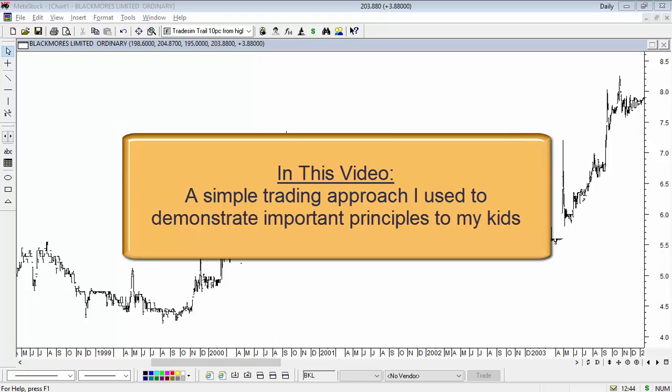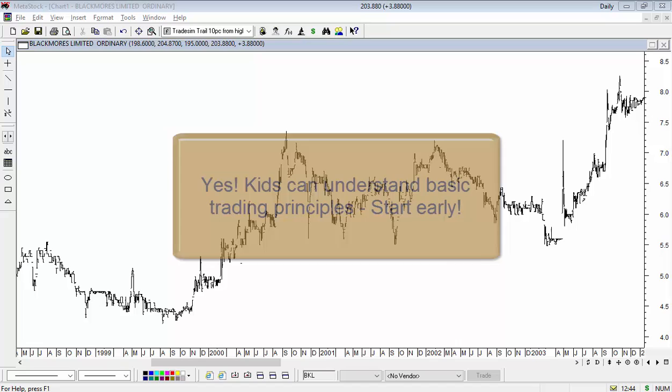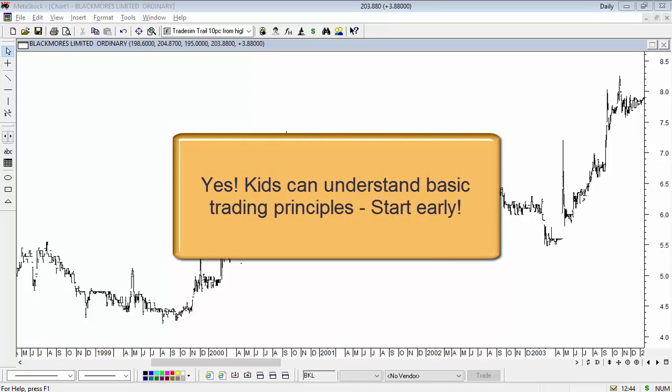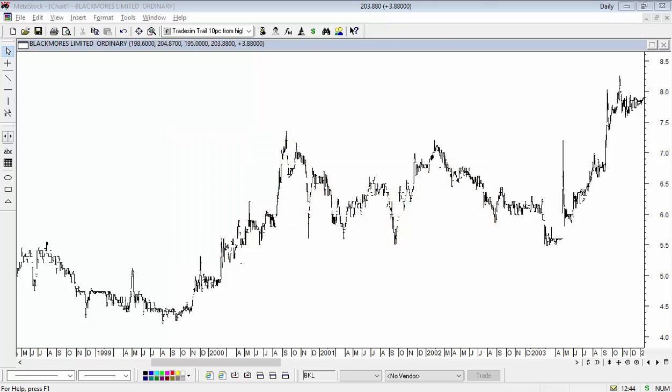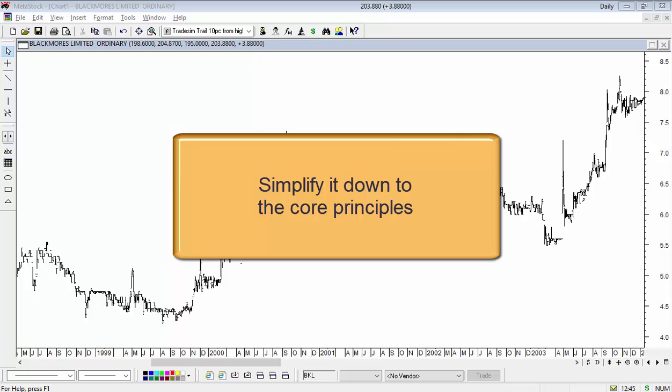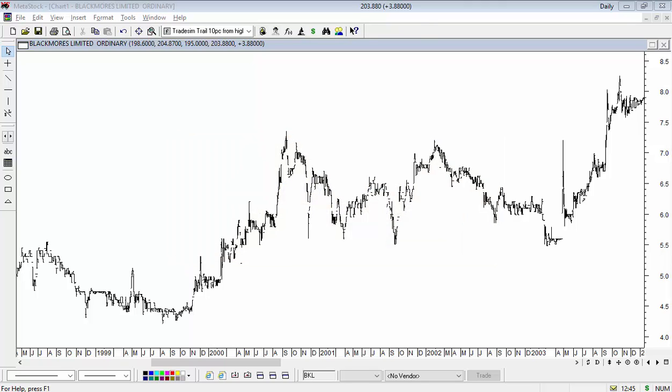As an example to teach some basic trading concepts to my kids, my 9-year-old and my 6-year-old, just to really get them started thinking about how do you trade profitably and what are the things that are important. In order to teach kids, as you can imagine, I've had to really simplify it down to the core basic principles so that they can get it and they can feel like they can own those principles and apply them.